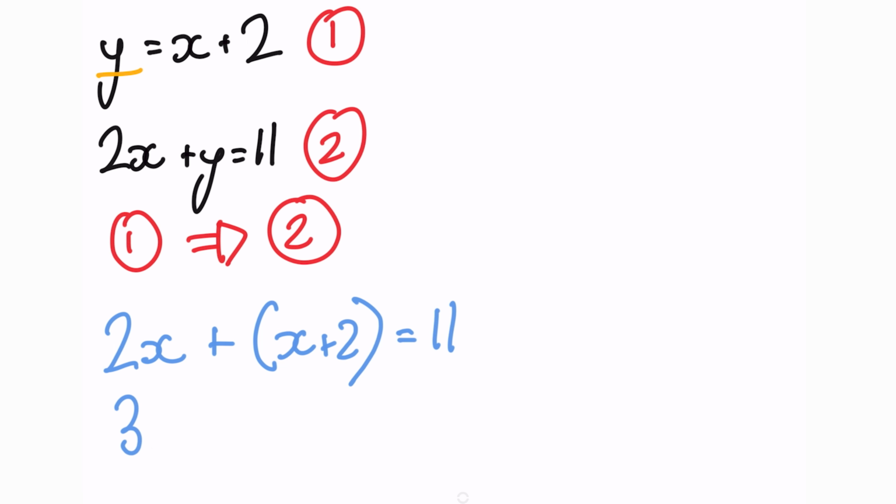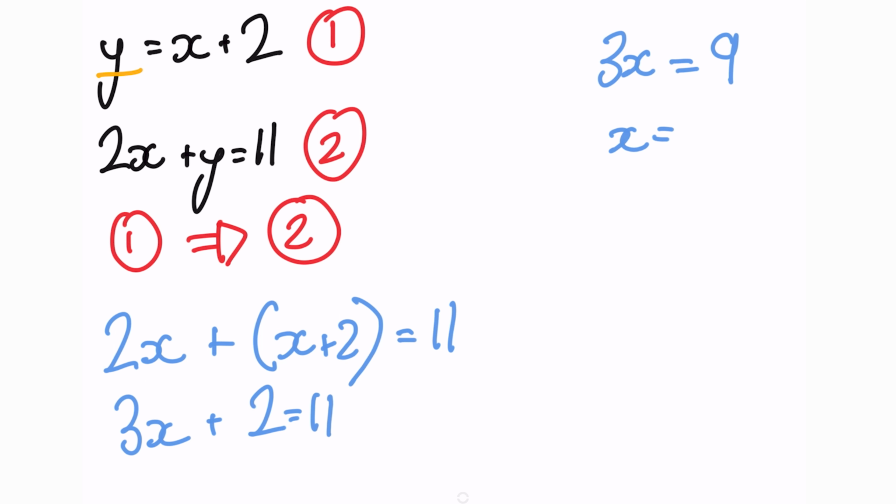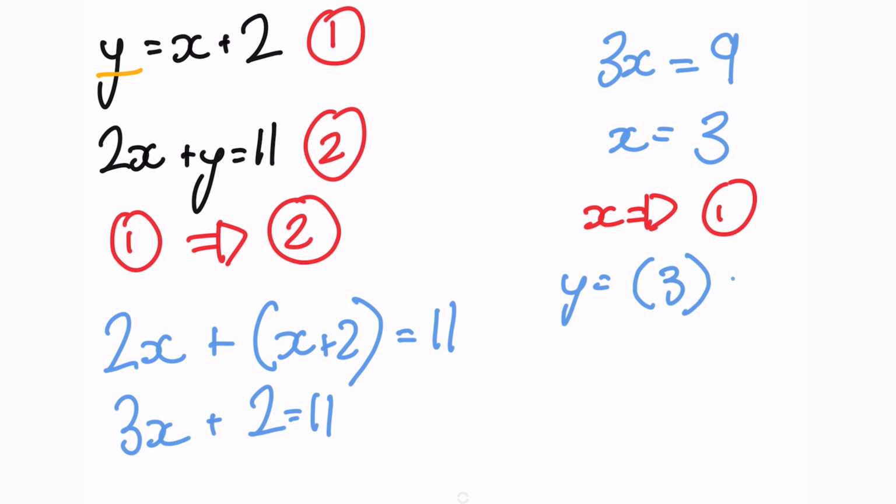Collecting like terms, we'll have 3x plus 2 equals 11. We subtract 2 from both sides, we'll get 3x equals 9. And dividing by 3, we'll get x equals 3. We're then going to sub x into equation 1. So y will equal 3 plus 2, which equals 5. So our answer is x equals 3, y equals 5.